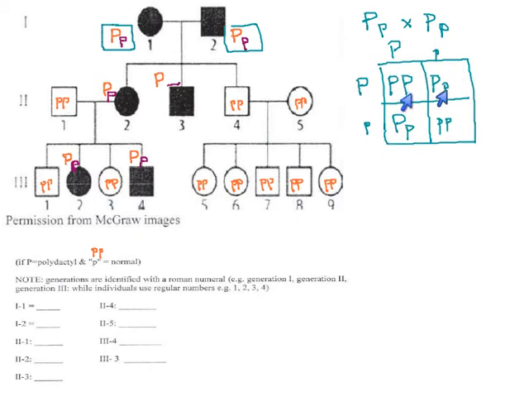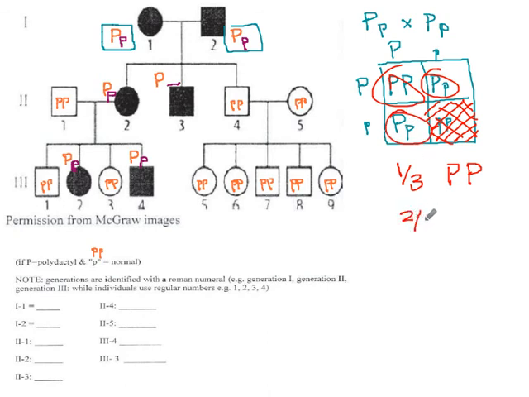There was a 1 in 4 chance of this, a 2 in 4 chance of this, and a 1 in 4 chance of this. But for this son, we know they ended up with polydactyly, which means this did not happen. That one is out of the question. And that means the probabilities for this son have to come out of the remaining 3 squares, which means we can say for that son there's a 1 in 3 chance right there that they are big P, and there's a 2 in 3 chance that they're heterozygous, big P, little p.